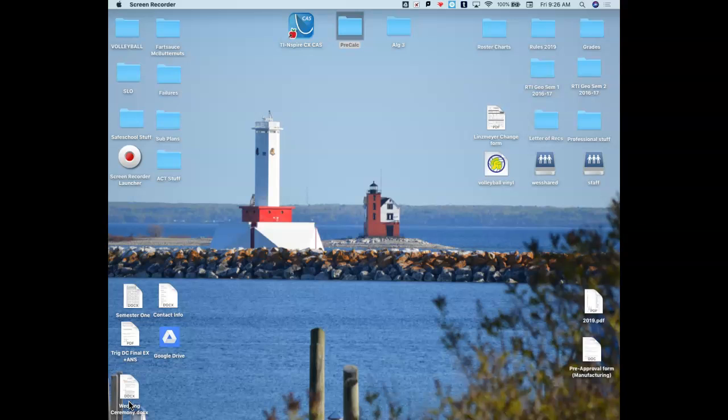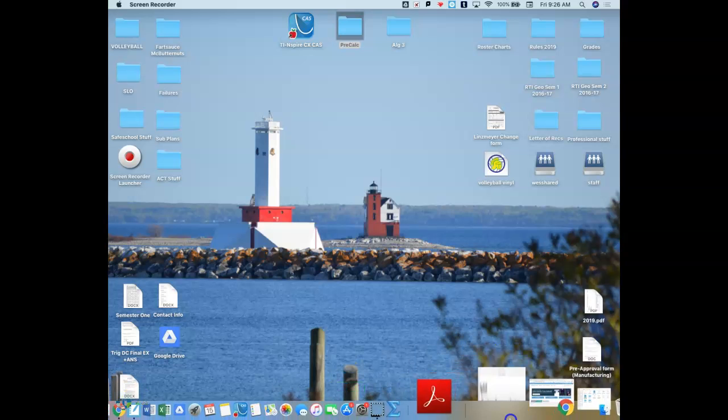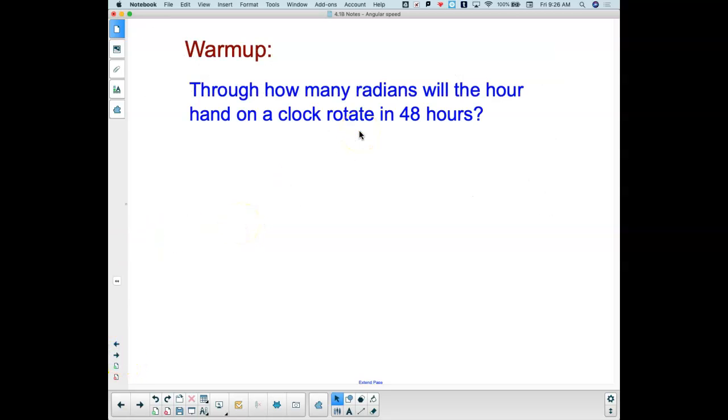Okay, so here we go. That's not the one. We did that yesterday. There we go. So we'll warm up with this one. Through how many radians will the hour hand on a clock rotate in 48 hours? This is a question stolen from an old final.